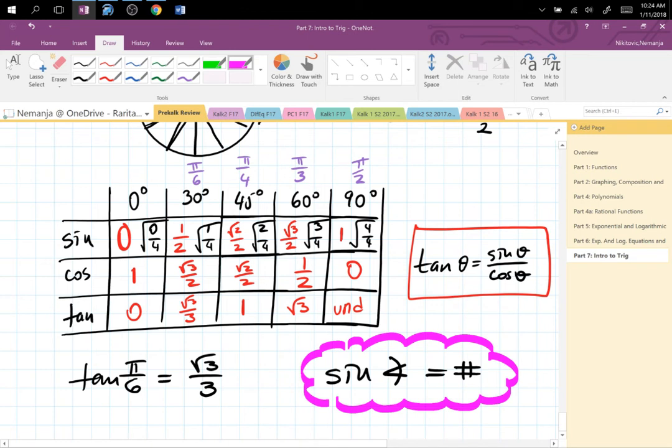Put that one on the cloud. Sine of the angle gives us a number. The angle can be given in degrees or in radians. So tangent of pi over 6, you use your eyes, you look at the chart, and so on.